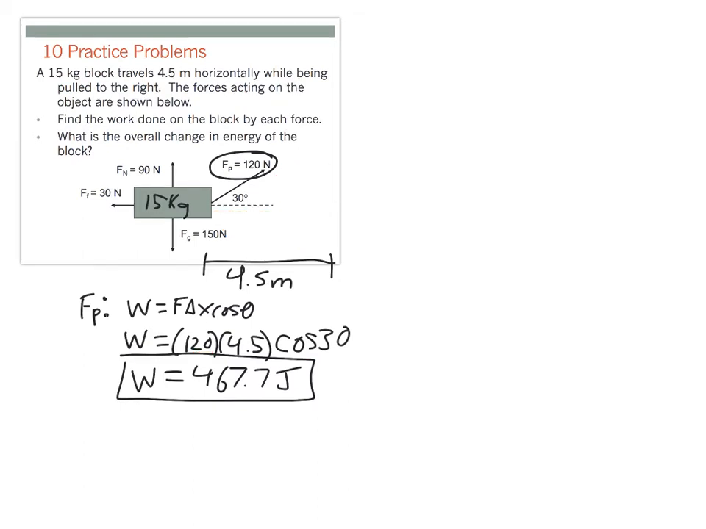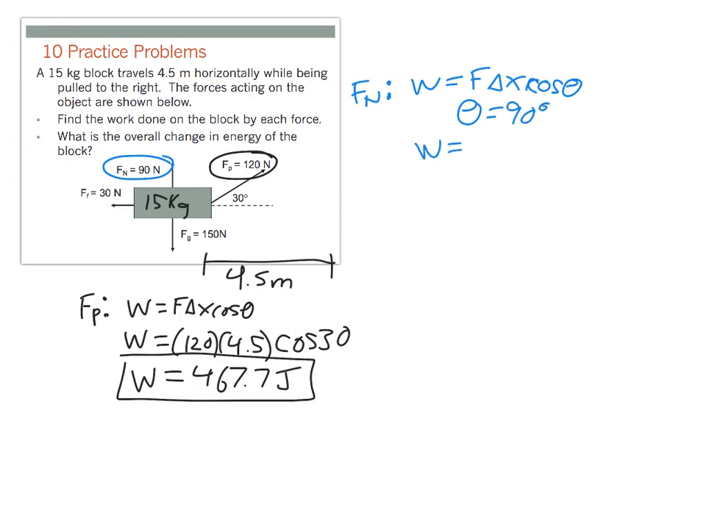Moving on to my next one, I'm going to take a look at my normal force. The work done by my normal force is going to be F delta X cosine of theta. In this case, though, my angle is 90 degrees, which means that my work done here is simply 0 joules.